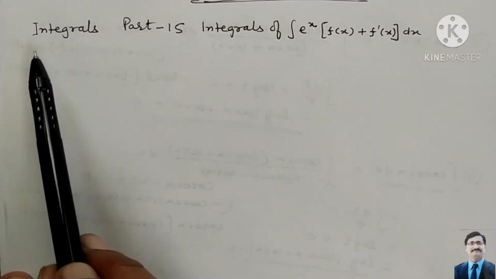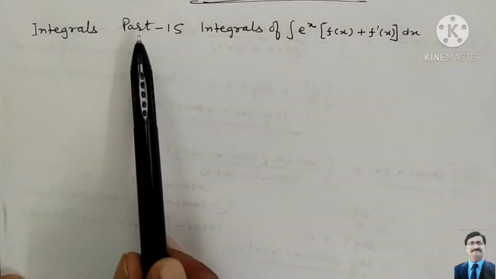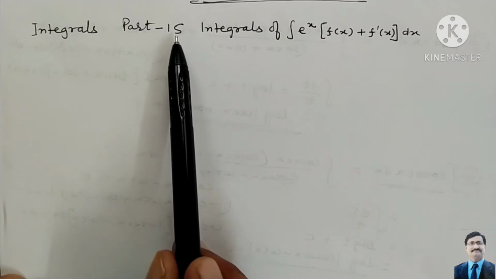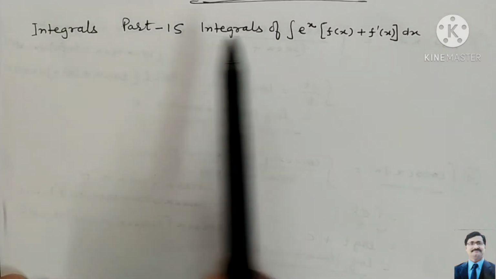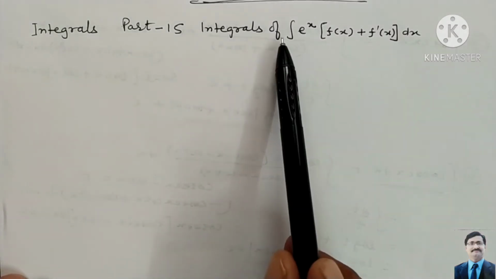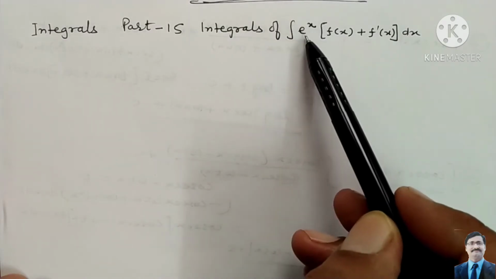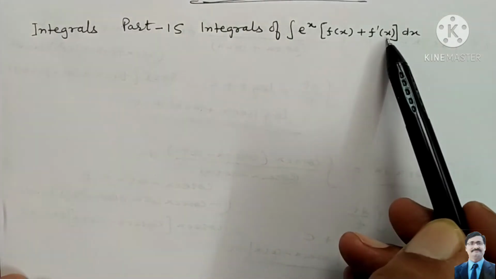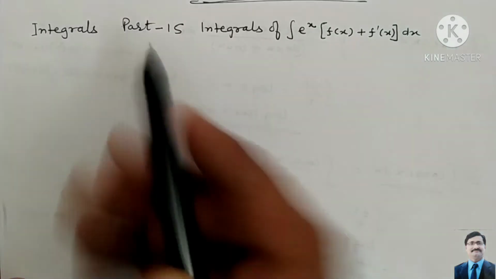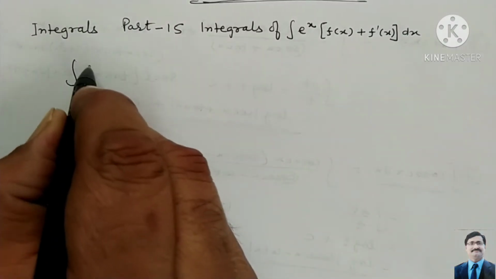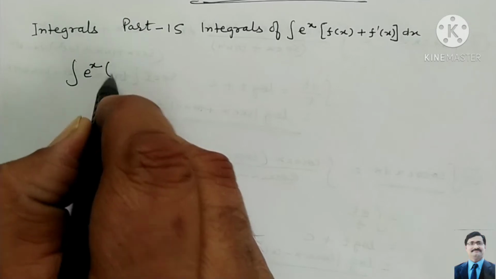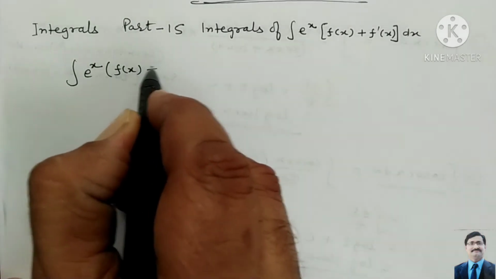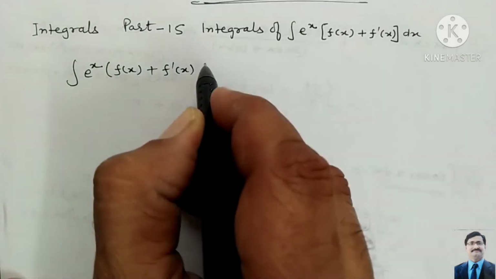Hello students, now we will do the integrals and here we will enjoy part 15. In part 15 we will do some integrals of the type: integral of e^x [f(x) + f'(x)] dx. This type of integral we will do here. So I write again, e^x [f(x) + f'(x)] dx.